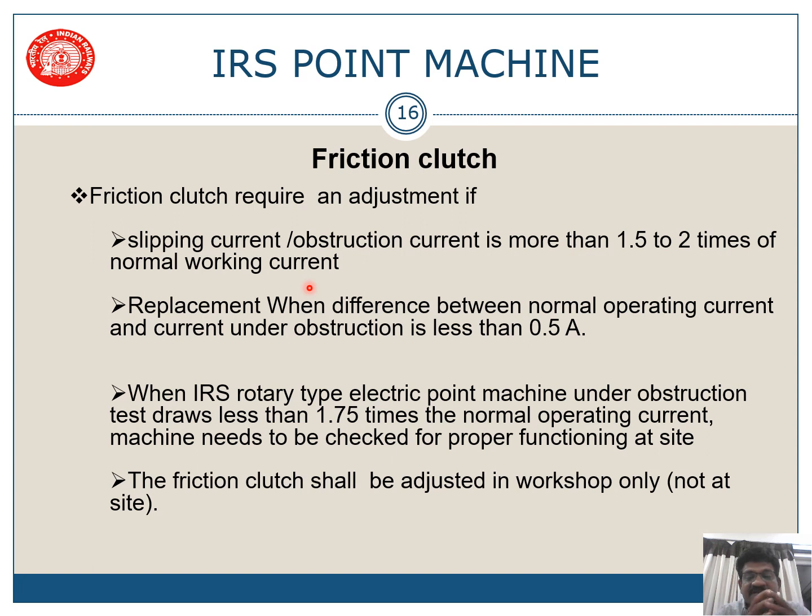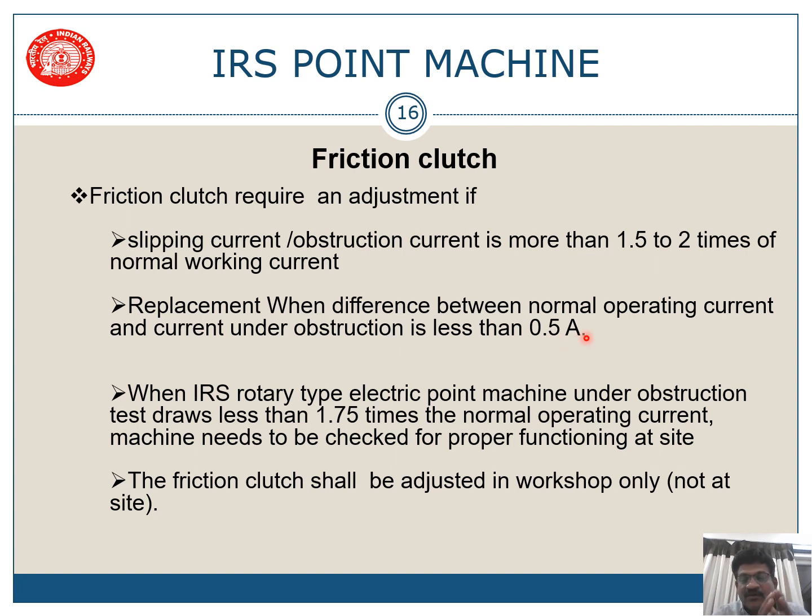So if the normal working current is 2 amps and the obstruction current is between 3 to 4 amps, then it is okay. But if it is more than that, if it is 5 amps, then you have to replace the friction clutch. Similarly, you have to replace it when the difference between the normal working current and the obstruction current is less than 0.5 amps.